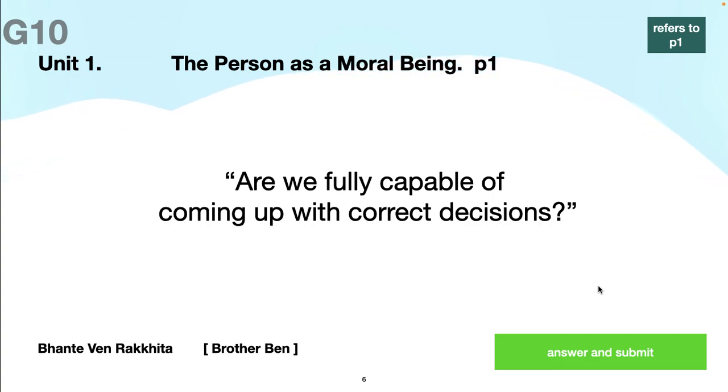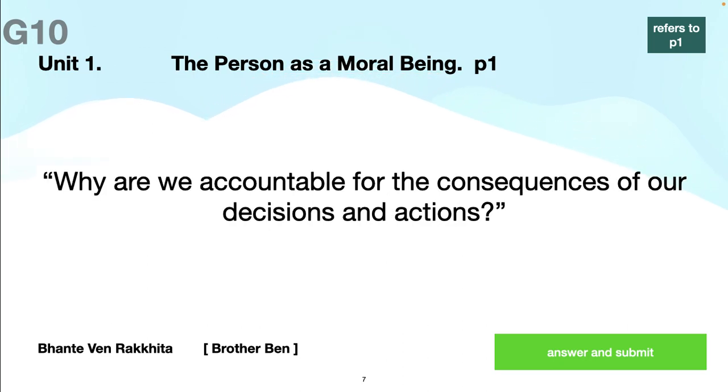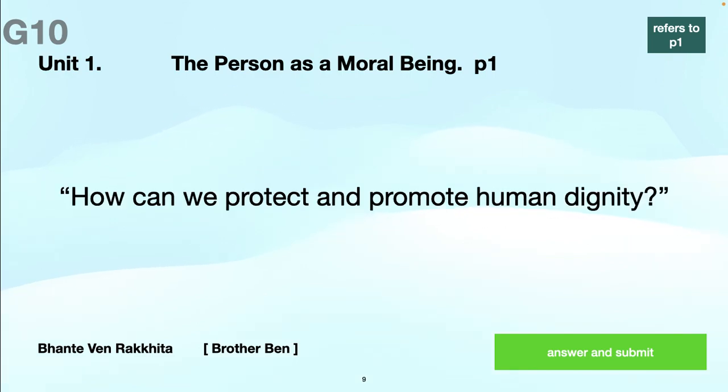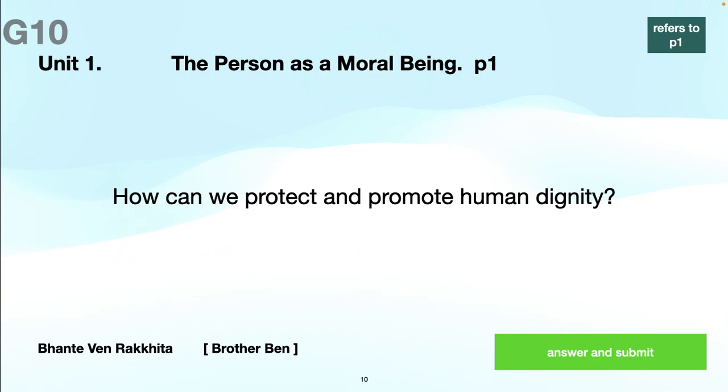Are we fully capable of coming up with correct decisions? Answer and submit. Next, question and submit. Why are we accountable for the consequences of our decisions and actions? What is the moral context of relating with other people? Answer and submit. How can we protect and promote human dignity? So 4 questions, 4 submissions to put in. Answer and submit.